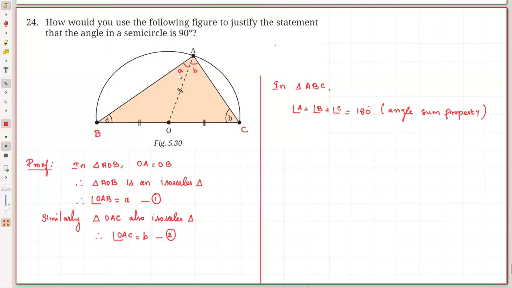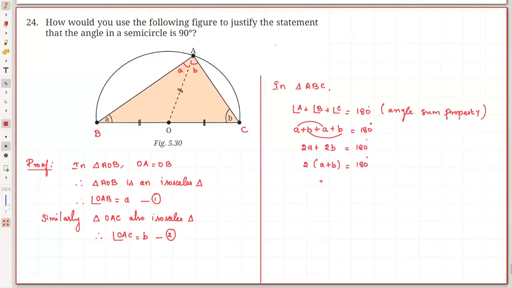Okay, so angle A, what is angle A? Angle A is divided into two angles, right? So A plus B, plus angle B is only angle A, angle C is only B, is equal to 180 degrees. Now A plus A, that is 2A, plus B plus B, that is 2B, is equal to 180 degrees. So we can take 2 as common. If I take 2 outside, A plus B is equal to 180 degrees.